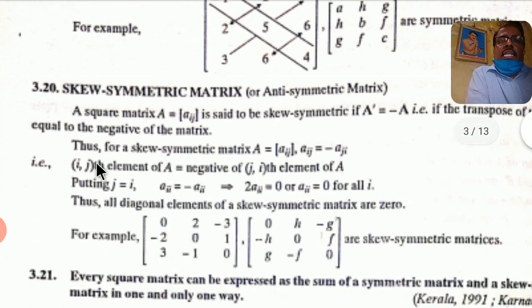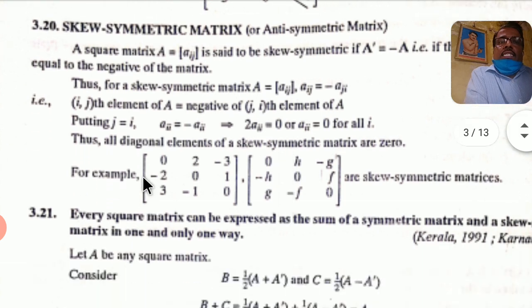Now we see what a skew symmetric matrix is. A square matrix A = [Aij] is said to be skew symmetric if A' is equal to minus A. Skew symmetric means that the transpose of the matrix A is equal to minus the matrix itself.